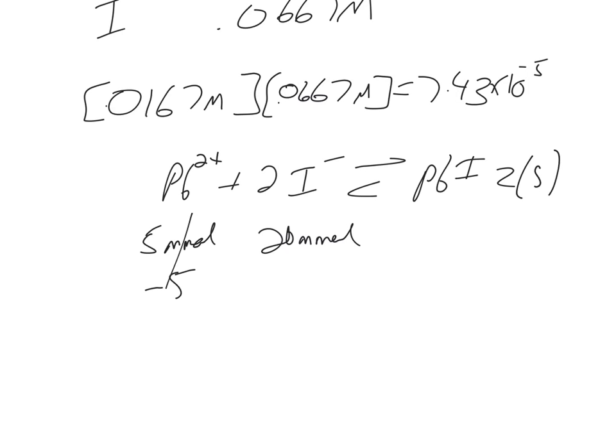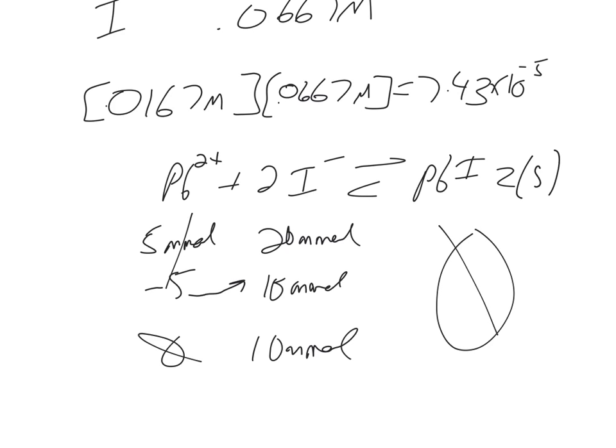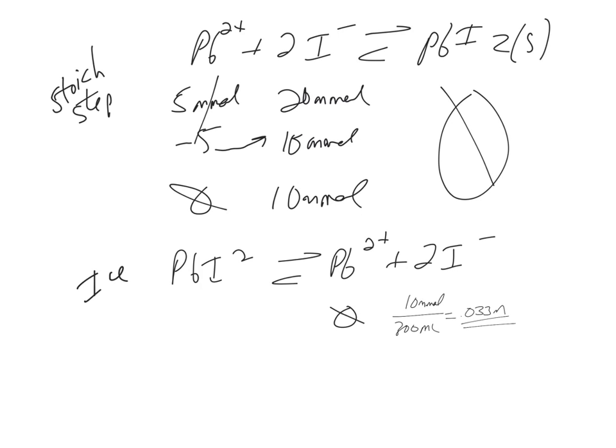And finally, because 2 moles of I- are used for each 1 mole of Pb2+, you're actually going to use 10 millimoles. This is your stoich step again. So 0 is left of the Pb2+, and 10 millimoles of the I- is left. And don't forget that we have a bunch of the PbI2 made, but we're not going to worry about it yet because that's a solid.